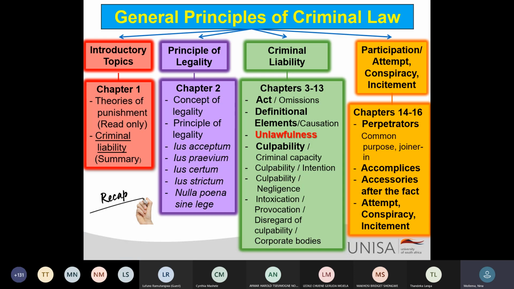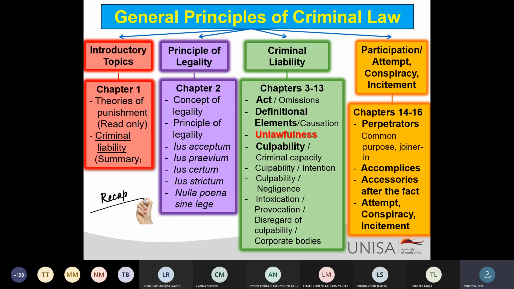Good. Now, we're just going to recap again. If you can see, this is basically, like I said, right at the beginning when we started off with these lectures, the layout of the study guide. And we're in the third column already, as you can see, that has to do with criminal liability. We did, as we had in the introductory topics, a very short summary of criminal liability. We've already done the act or omissions. We've done the definitional elements last week.